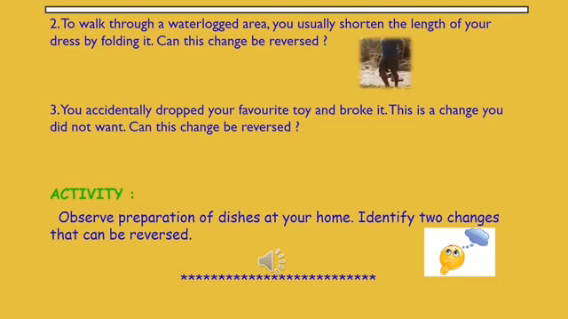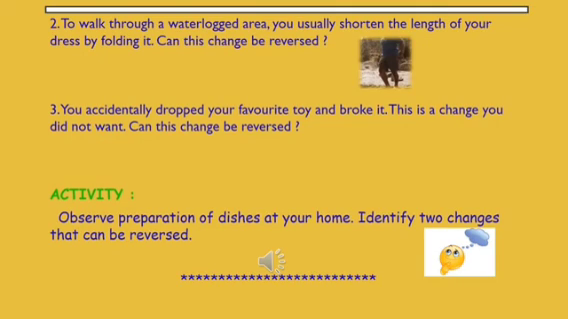The next question, you accidentally dropped your favorite toy and broke it. This is a change you did not want. Can this change be reversed? So can you get back your favorite toy as it was earlier? Think and write.